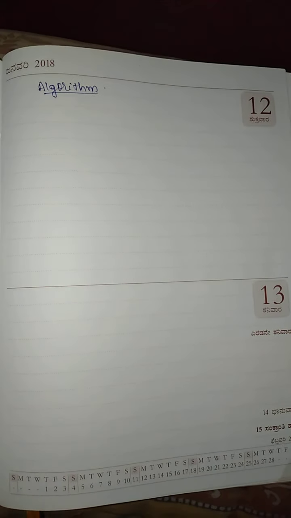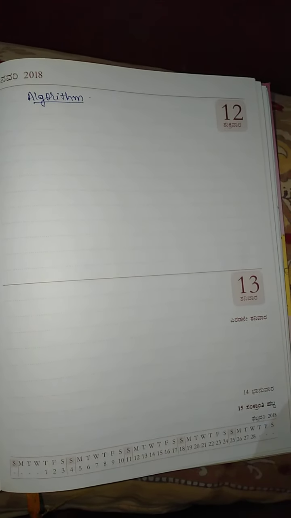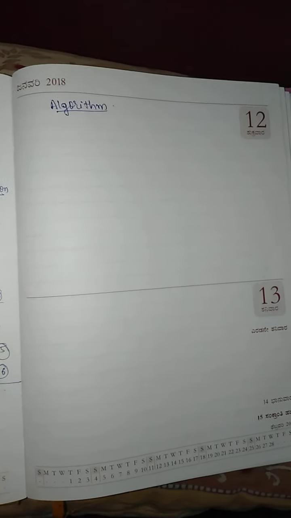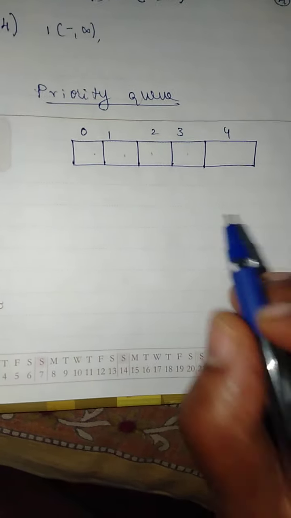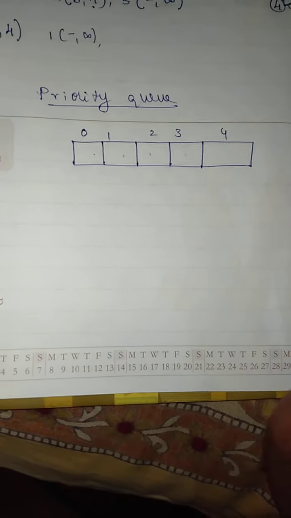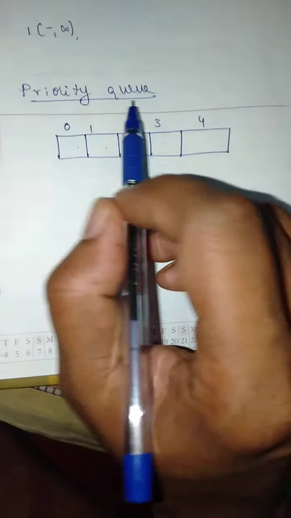We shall now look at the algorithm for Dijkstra. Before exactly looking at the algorithm, we shall first see what is called a priority queue, because the algorithm makes use of the priority queue. Hope you know about queue.